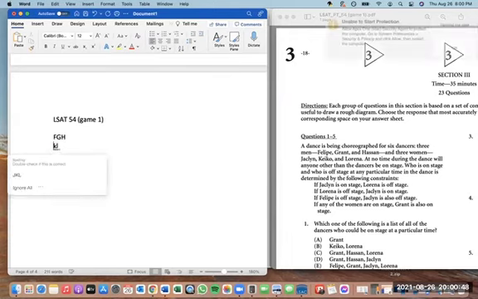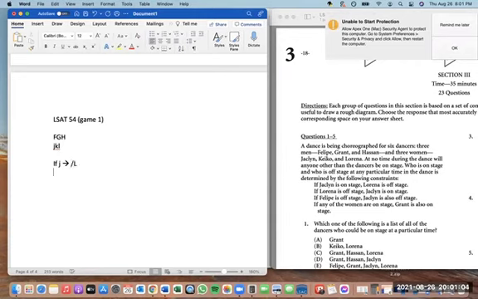If J is on, then L is off. So if L is on, then J has to be off. If L is off, then J is on. And if J is off, L is on would be the contrapositive. Okay.